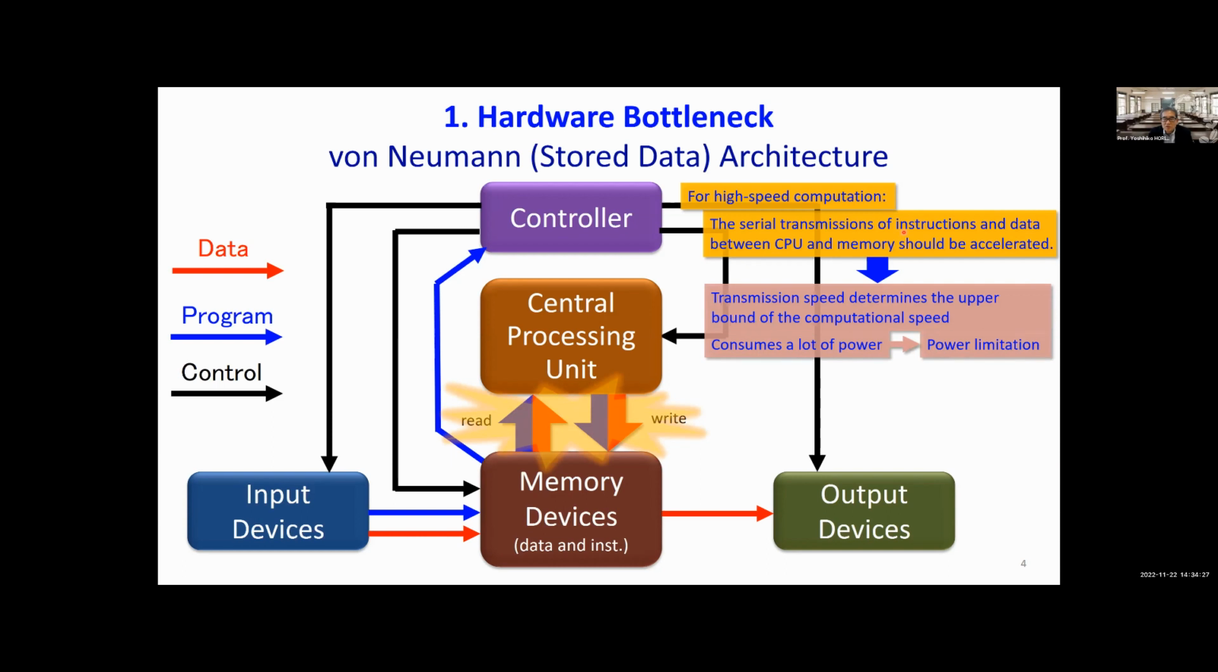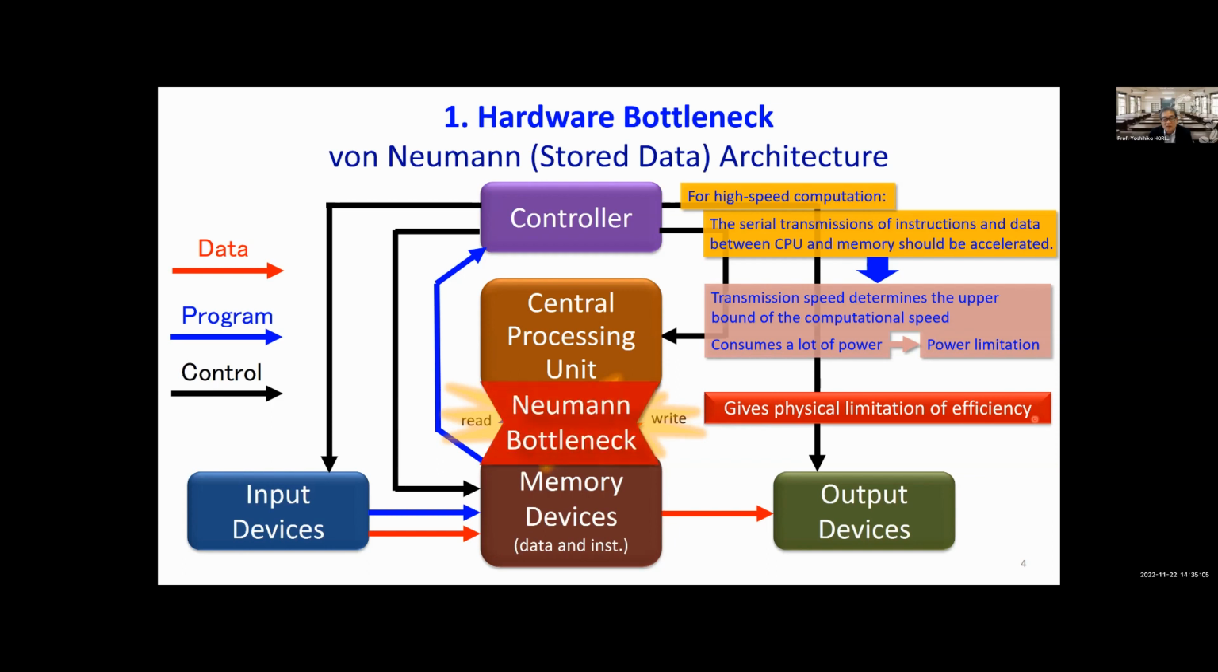So the transmission speed of this loop will determine the upper bound of the computational speed. Also, from the hardware point of view, this will require very high frequency, so this loop will consume a lot of power. This induces a power limitation of the hardware. Therefore, this loop of transmission gives a physical limitation of computational efficiency. This is called the Neumann bottleneck, and this is the hardware bottleneck.